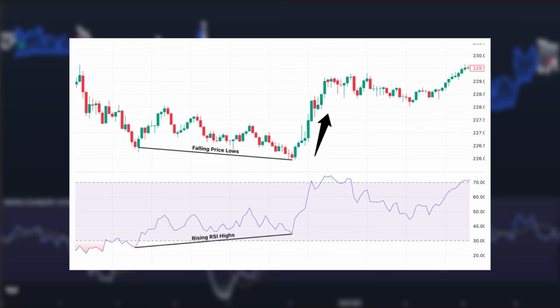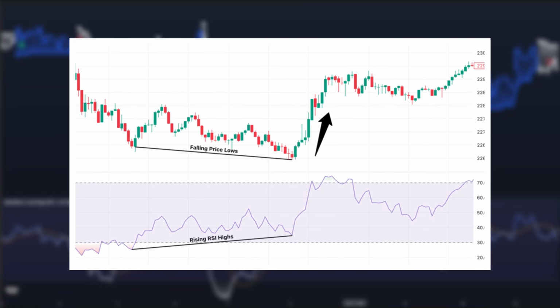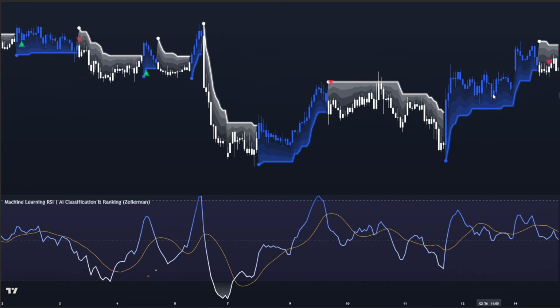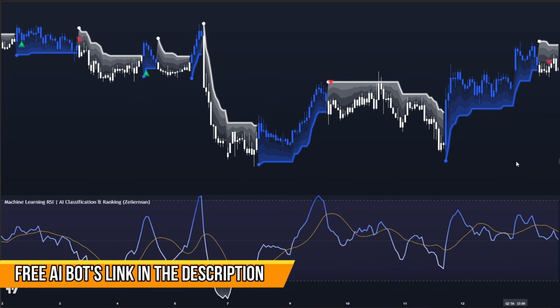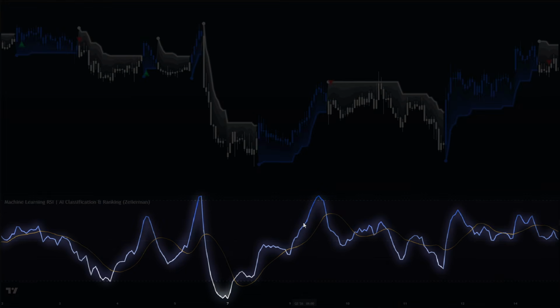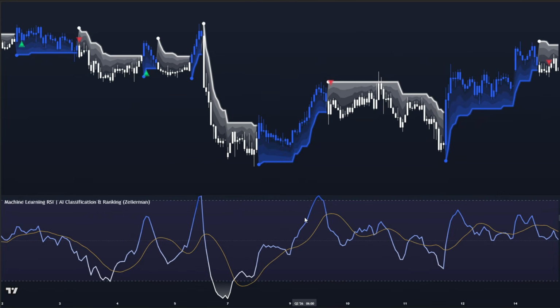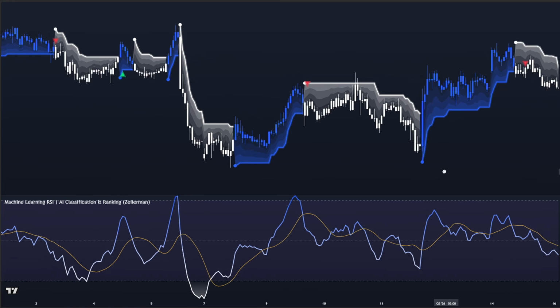A normal RSI is calculated from one fixed formula. It does the same thing in every market, in every condition, all the time. This one is different. It builds a small local learning model right there on TradingView. In simple words, it studies how RSI behaved in the past and uses that to classify the current market condition.